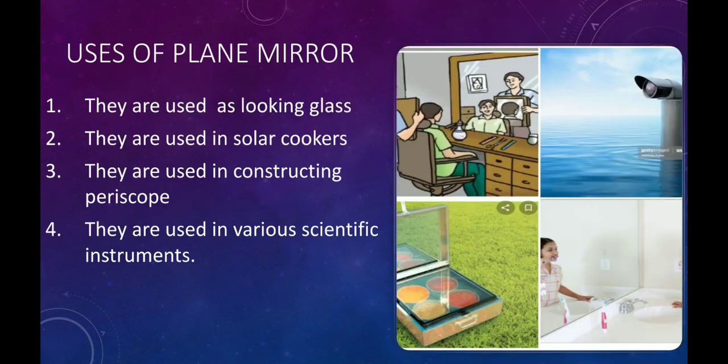Okay, next, uses of plane mirror. You all have mirror in your home, right? That mirror is a plane mirror. We use that mirror to see whether we are dressed up well or not while going outside. Is it right, students? Yes. So this mirror we use as a looking glass, and also it is used in solar cookers, and it is used in constructing periscope, which is used in submarine, and also it is used in various scientific instruments.